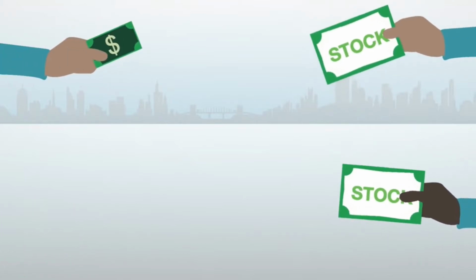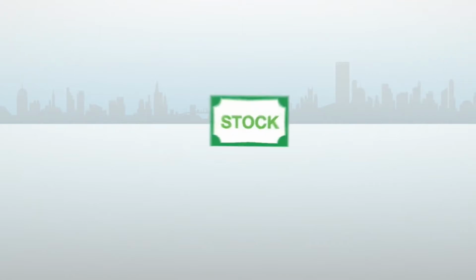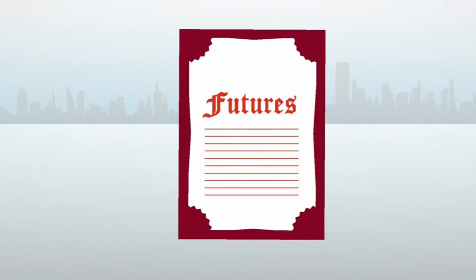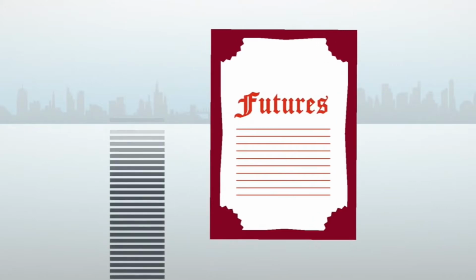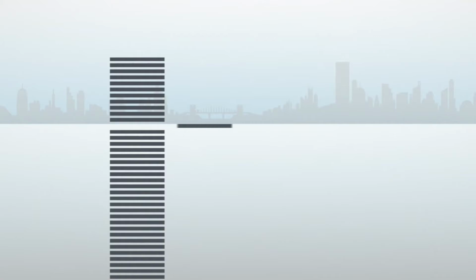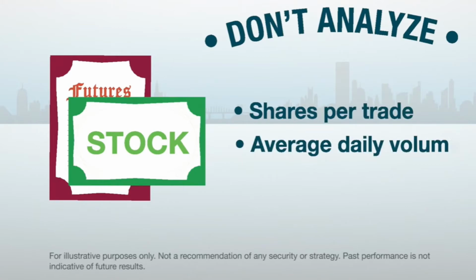Just like with stocks and other securities in the stock market, some traders and investors define and apply volume the same way in the futures market. The difference with futures is that the basic unit of a transaction is known as a contract. That's because futures represent a contract between a buyer and a seller. So instead of looking at shares per trade, or the average daily volume of shares, futures traders analyze contracts per trade and average daily volume of contracts.